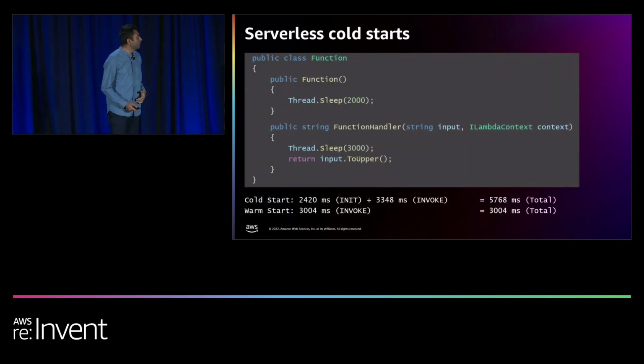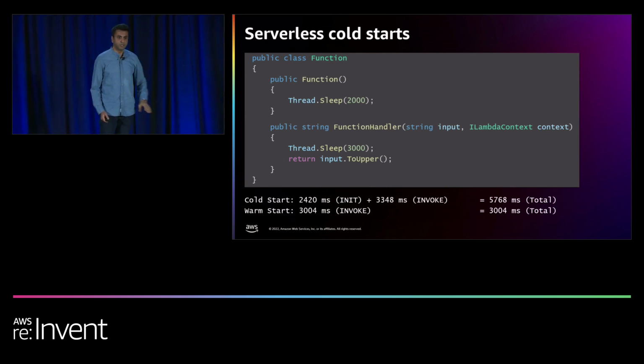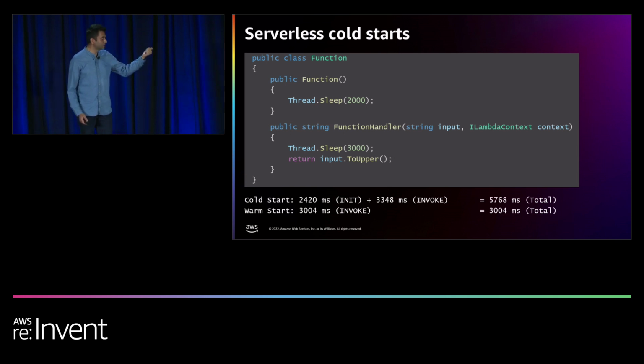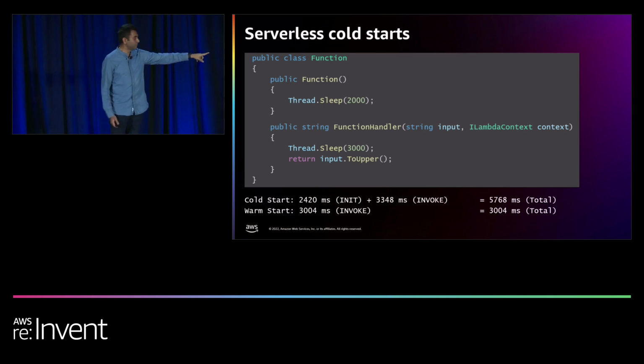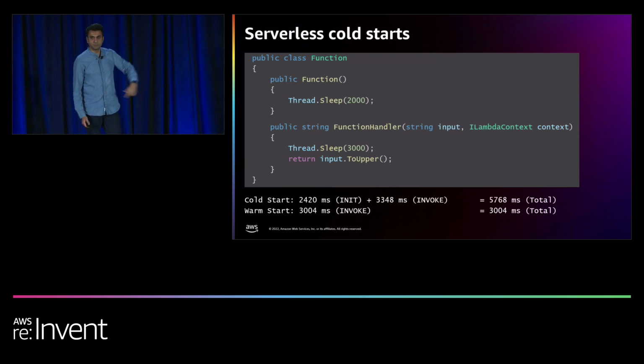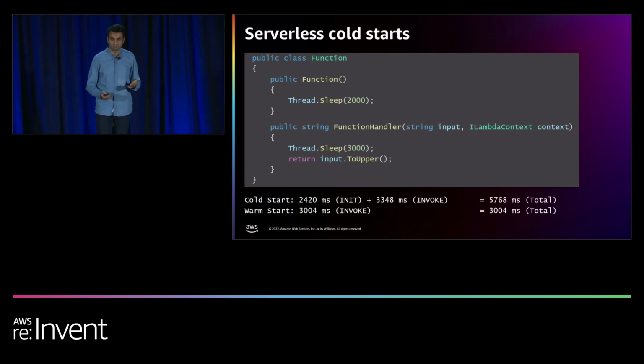application. So this is a sample Lambda function. We have just added a 2-second sleep in the constructor and a 3-second sleep in the function handler. And you see the times it took to invoke the handler and the constructor in the cold start: 420 milliseconds and 348 milliseconds. And the warm start took 4 milliseconds for it to get hit.